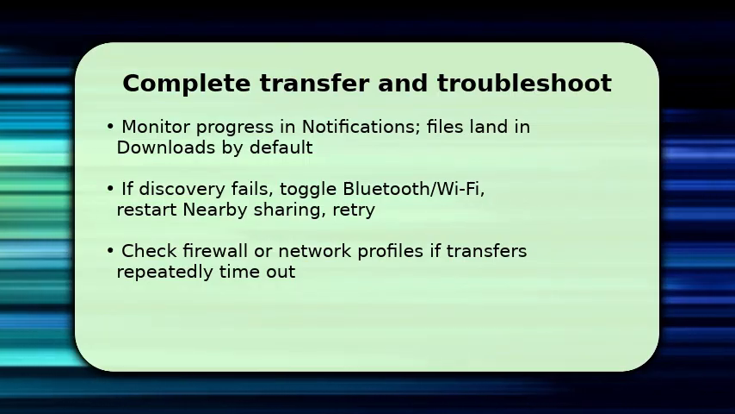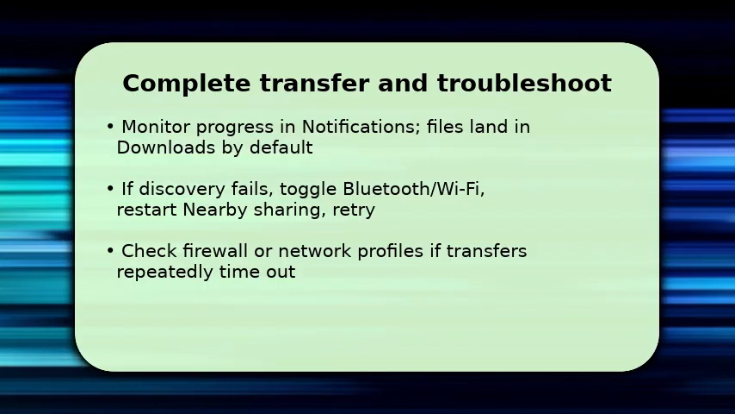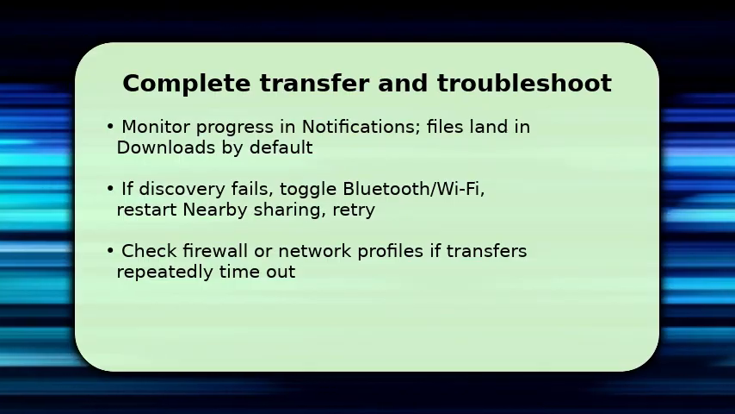If the other device didn't appear, make sure both PCs are awake, unlocked, and on the same network type. Then toggle Bluetooth and Wi-Fi off and on, restart Nearby Sharing, and try again. If transfers time out, inspect firewall settings and ensure network is private rather than public. These steps resolve most issues and get your files moving reliably.